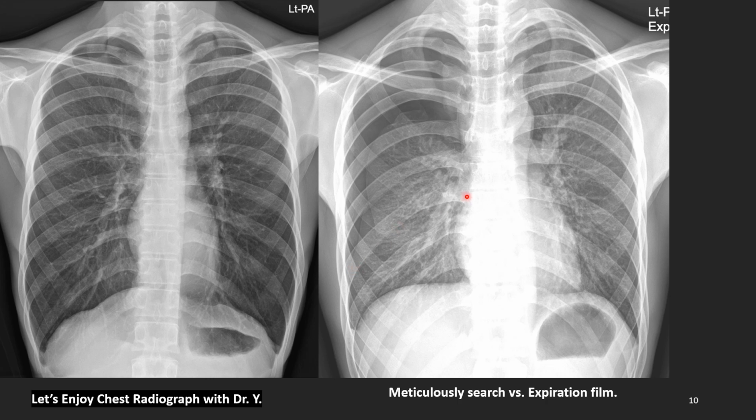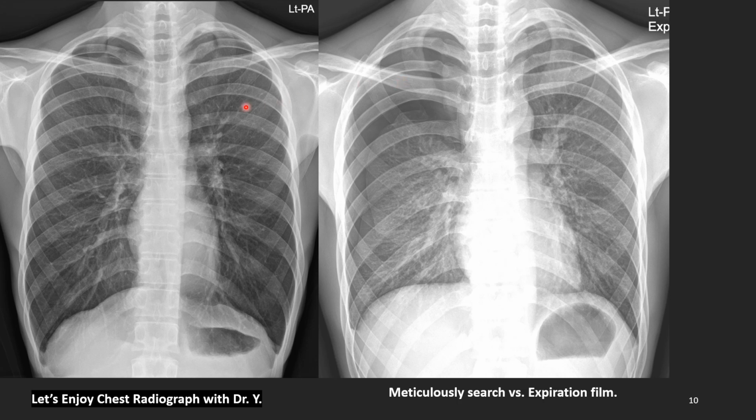Yes, this film is an expiration film. The patient's view was after expiration. In that case, the lung is more collapsed and the air is more filled at the pneumothorax cavity, the pleural cavity. So it's easy to diagnose, easy to understand.